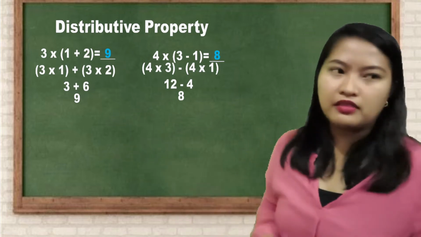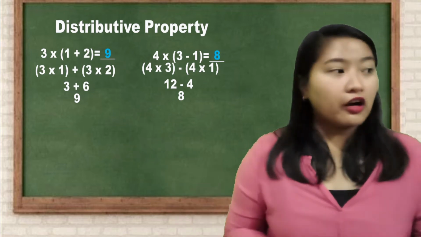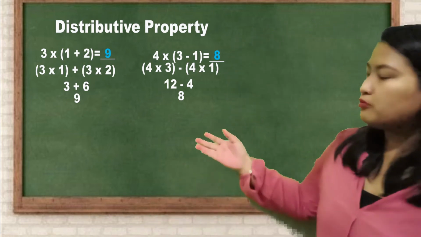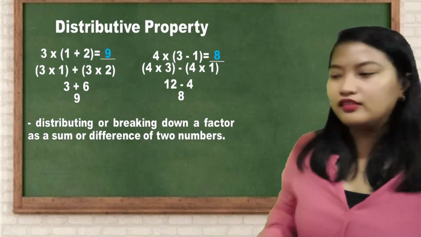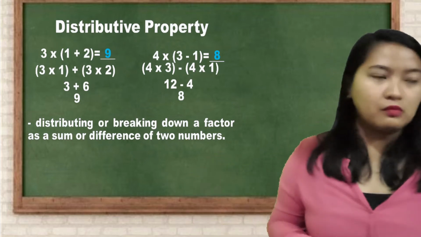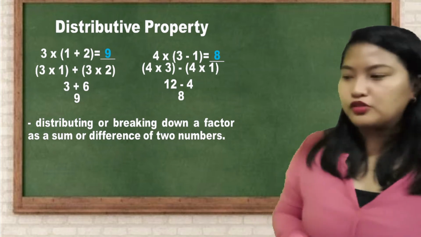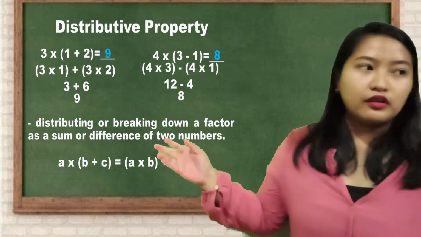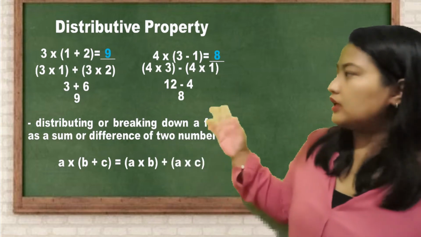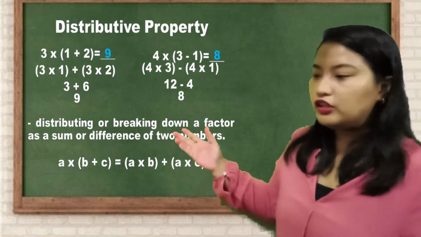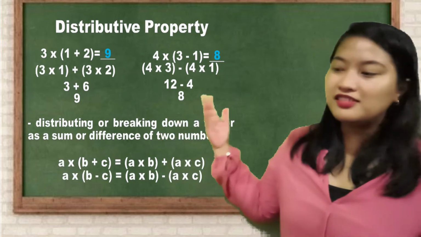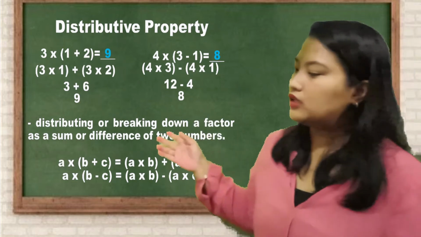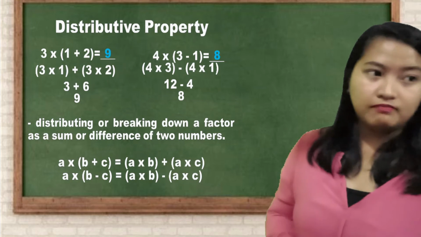So what have you observed in these mathematical sentences? Okay, they are distributing the number before doing the sum or difference. So in distributive property, it states that distributing or breaking down a factor as a sum or difference of two numbers. So always remember this. A times the quantity of B plus C is equal to the quantity of A times B plus A times C. And also, A times the quantity of B minus C is equal to the quantity of A times B minus the quantity of A times C.